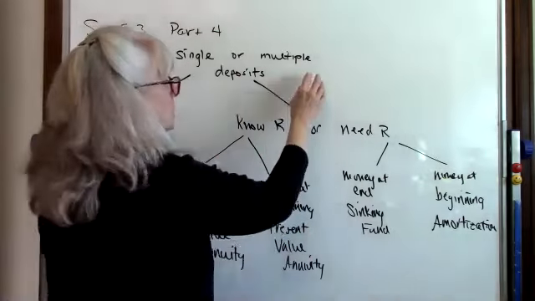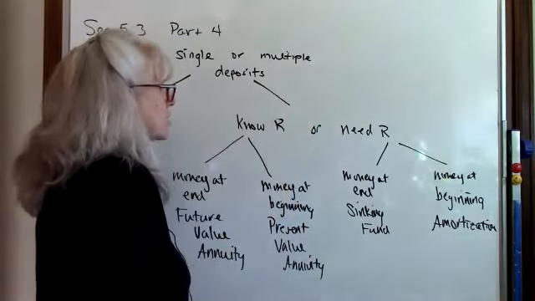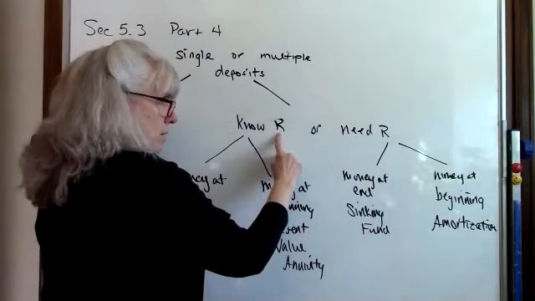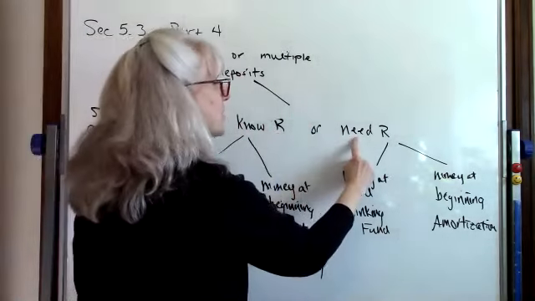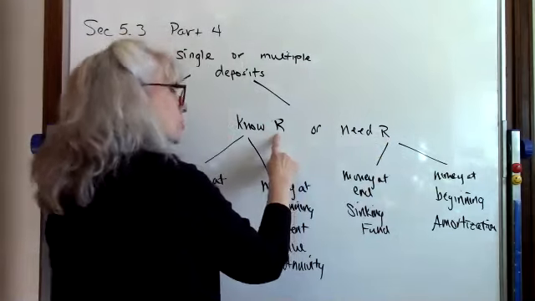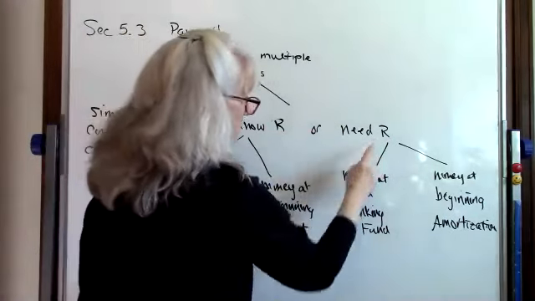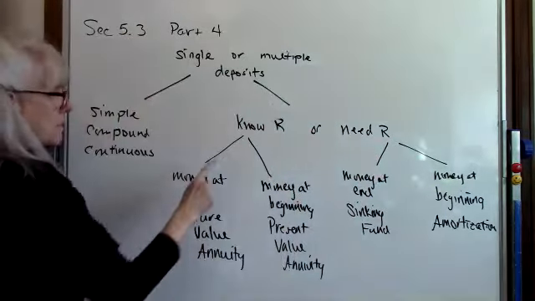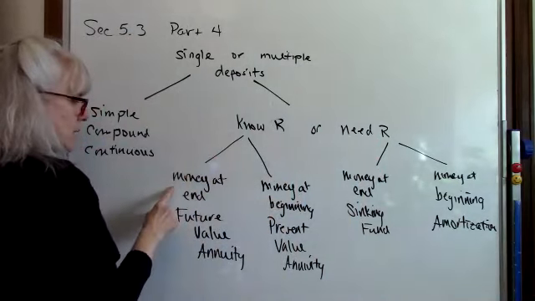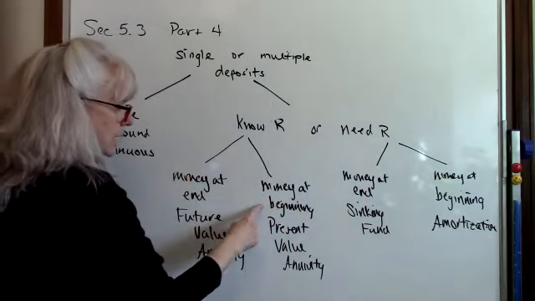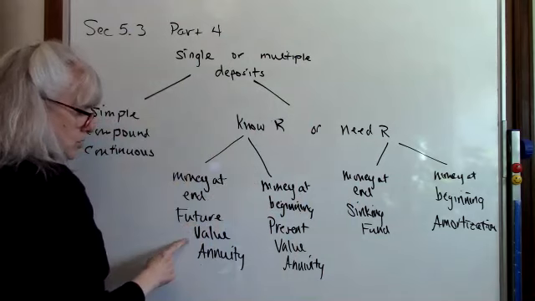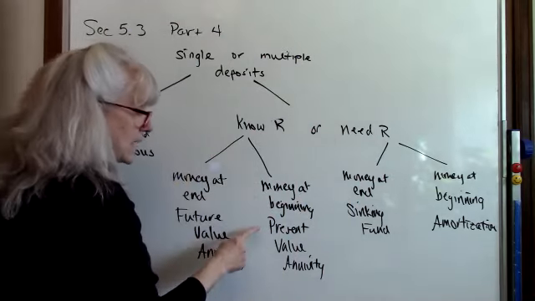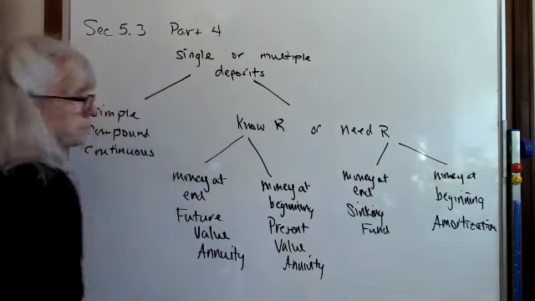If you're making multiple deposits, the question becomes then, do you know the amount of the deposit, R, or do you need to figure out what R is? So you either know the periodic payment or you don't. If you know the periodic payment, the question becomes, do you need the money at the end or the money at the beginning? If you need the money at the end, it's a future value. If you need the money at the beginning, it's a present value.